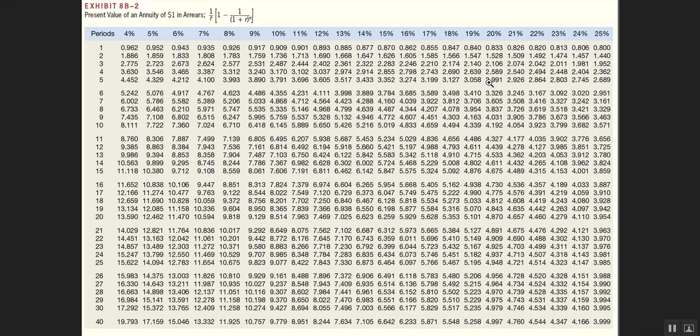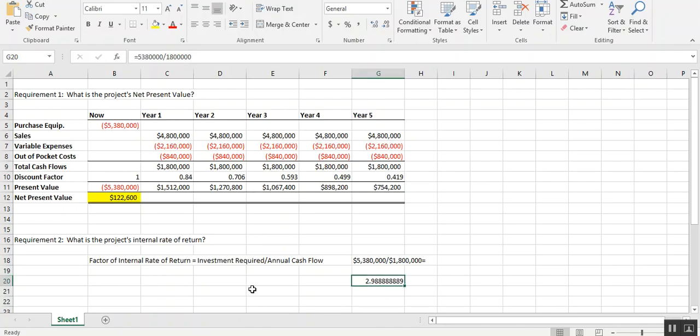So that's how we figure out what the internal rate of return is. We find that decimal that we calculated by doing the investment required divided by the annual cash inflow. And we just read across and we find a number that is the closest one we can find to that. And that gives us the approximate percentage of our internal rate of return. So when we do that, we're going to take this number.